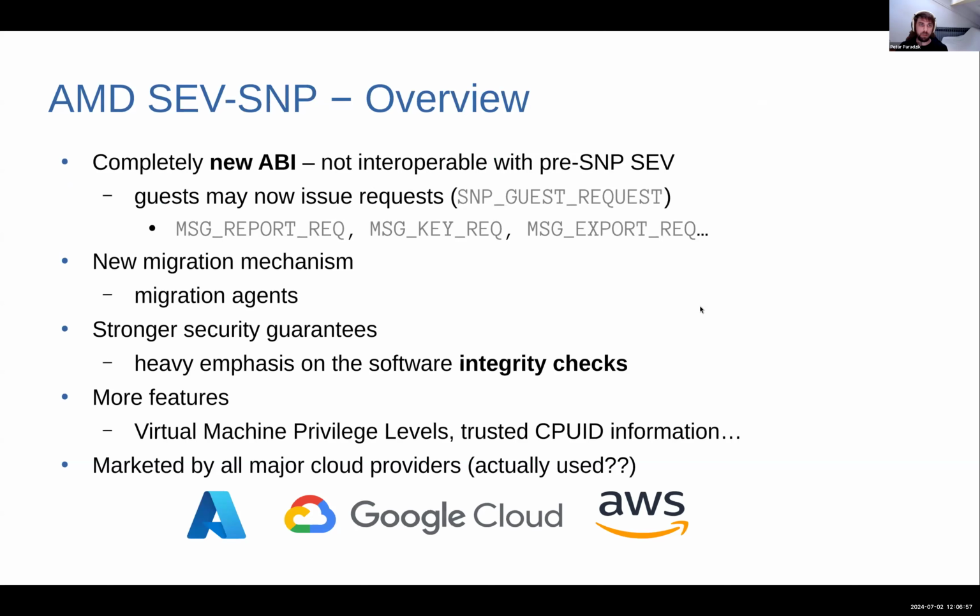Okay. So AMD Secure Nested Paging is a complete overhaul, in the sense that it provides a completely new software interface that is not interoperable with the previous one. One of the novelties is that it provides SNP-protected guests with a secure communication channel, and SNP-protected guests can use that channel to communicate with the SNP firmware and request various kinds of services.